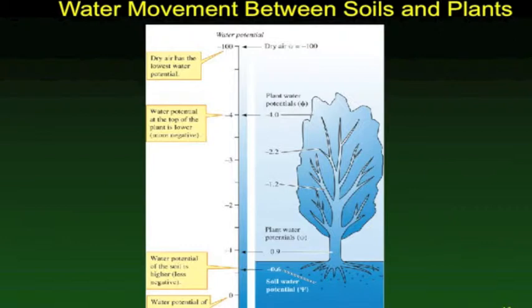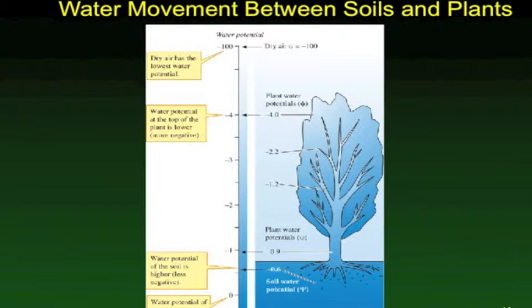So again, thinking of our idea of water moving from an area of high concentration to an area of low concentration, the water moves from the soil, where the psi is closer to 0. Remember, 0 is pure water. And then the water moves up into the trunk of the tree, where the psi number is more negative, and it moves right up the tree because it's moving down its concentration gradient from an area of high concentration to an area of low concentration.